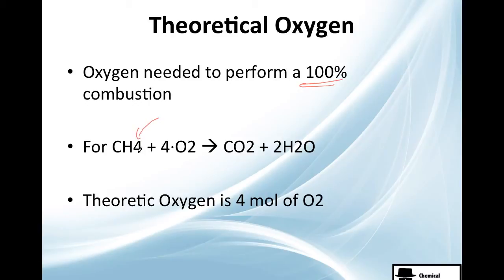no, we need only 2. Let's do the mass balance. This is 1, hydrogen, you need only 2. Oh yeah, no, it's okay. Yeah, we need 4. So the theoretical oxygen is 4 moles of O2 to combust 1 mole of methane.